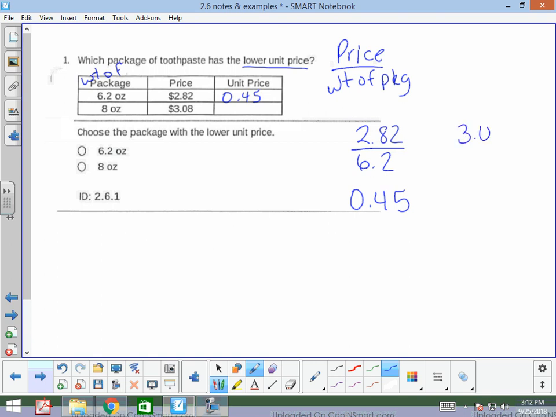Now we're going to take the other price and divide it by the weight of that package, which is 8. Again, 3.08 divided by 8. Your calculator has to be 3.08 first, then division, and then 8. Round to the hundredths. That is the price per ounce of the 8-ounce package. To compare, the better price is the one with the smaller unit price, so 0.39. So choose the package with the lower unit price. That will be the 8-ounce package.